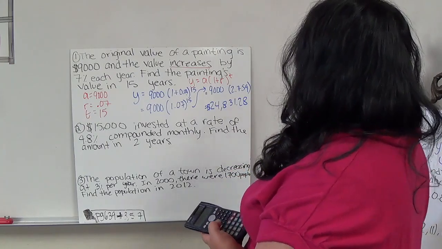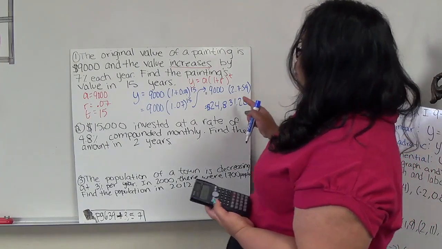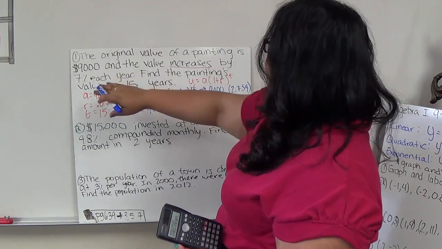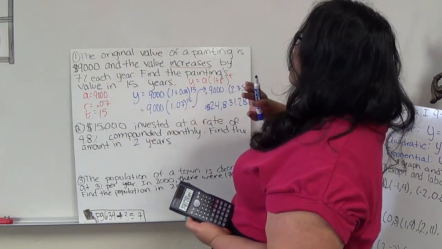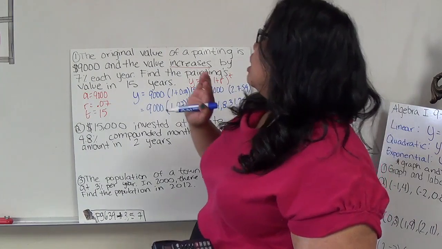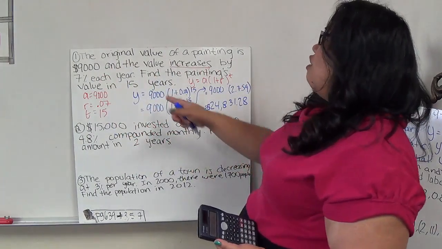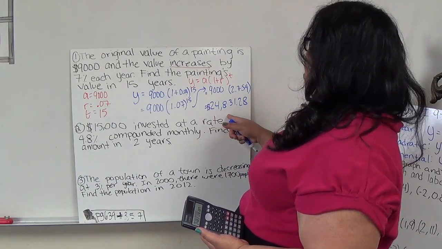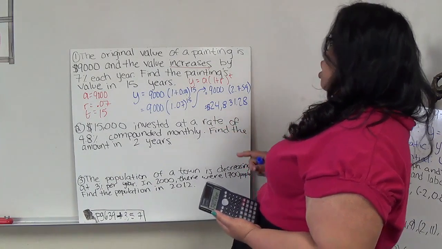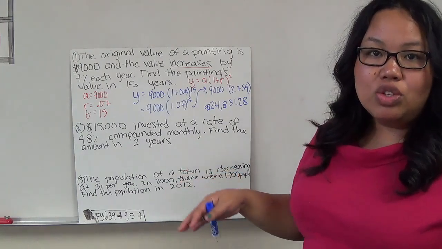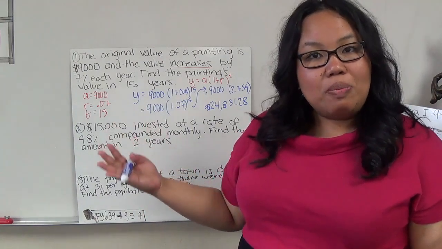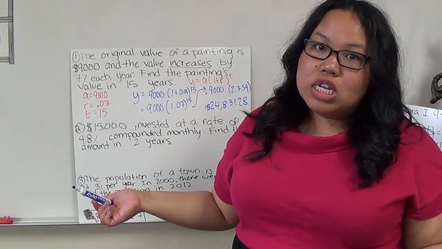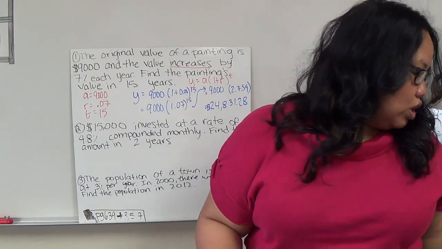So this means that if I were to buy a painting at $9,000, and each year that painting increases 7%, in 15 years I'm going to end up with $24,831.28. Can you imagine then if you could find at least 2 or 3 paintings, put the money down, you could potentially in 15 years pay for a college education.